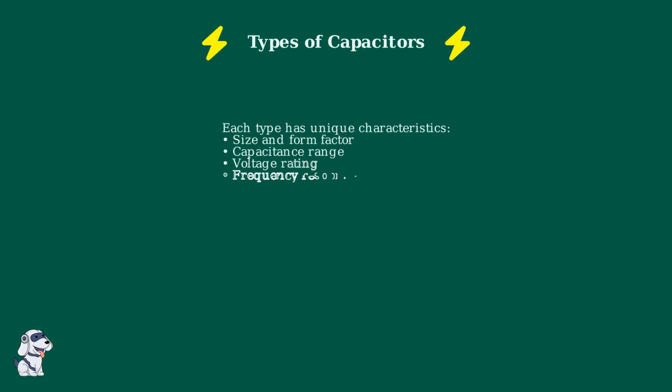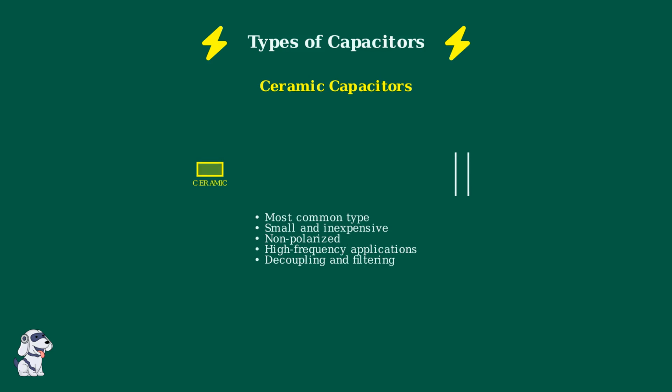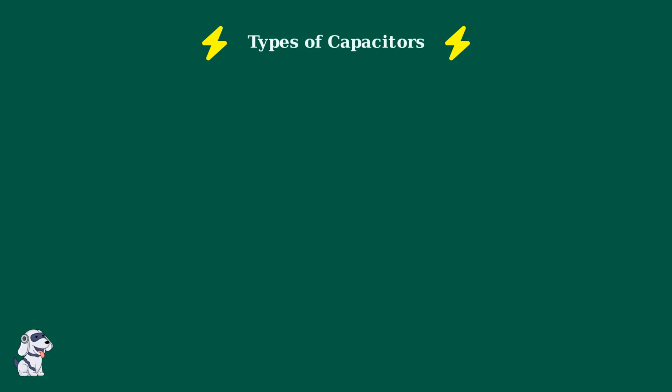Each capacitor type offers different advantages in terms of size, capacitance values, voltage handling, and frequency response. Let's explore the most common types used in electronic circuits today. First, we have ceramic capacitors, the most common type found in electronic circuits. These small, inexpensive components are non-polarized, meaning they can be connected in either direction.